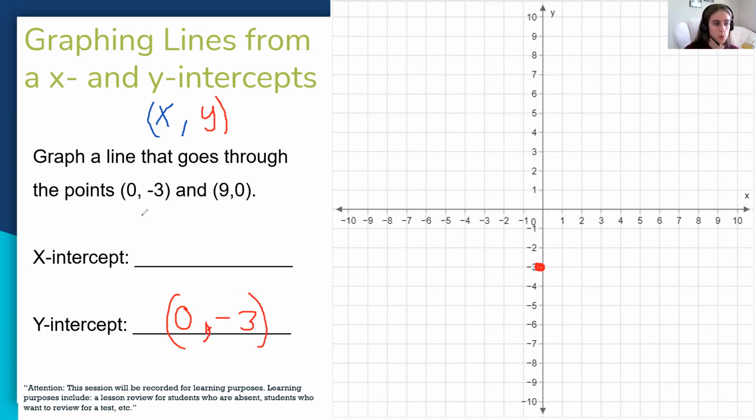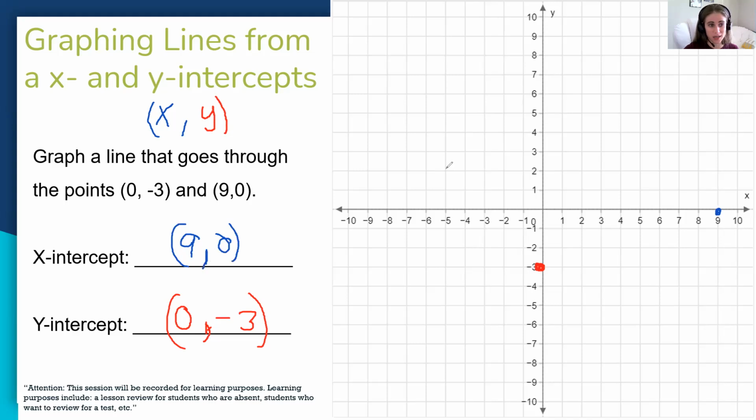Okay, second point, (9, 0). Is that our x-intercept? It is. We start at the origin, we go over 9 on our x, nowhere on our y, which lands it right there on the x-axis. That is our x-intercept.